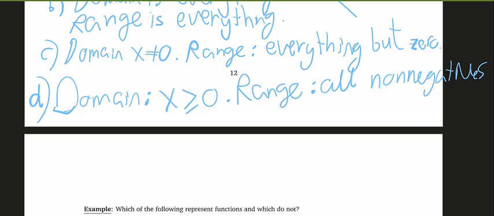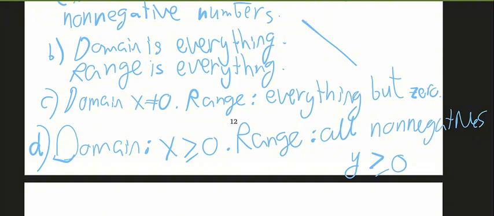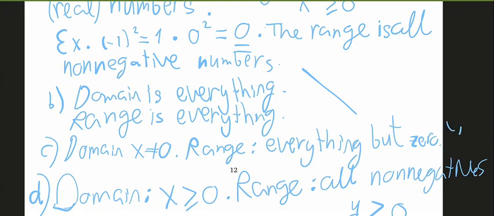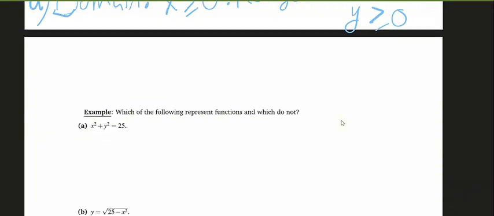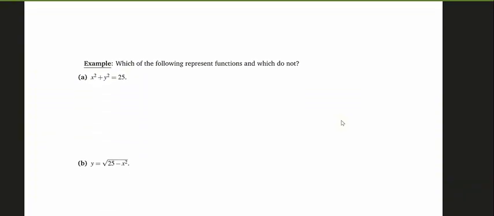In fact, if you want to write it down, for the domain it's x, but for range it's y is greater than or equal to 0. Now for the range here, it's everything but 0, so we can say y does not equal 0, and that's lovely. In the case of this one, it's everything, so we've already stated that. And for the first one, the range is all non-negative numbers, so y is greater than or equal to 0. Awesome. Okay.